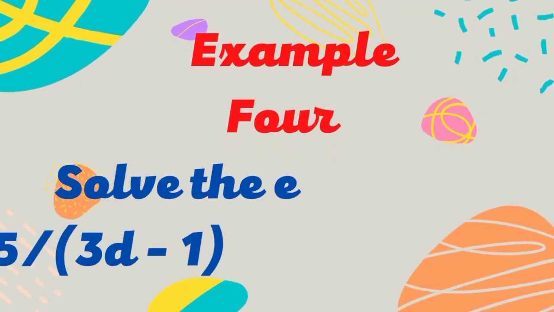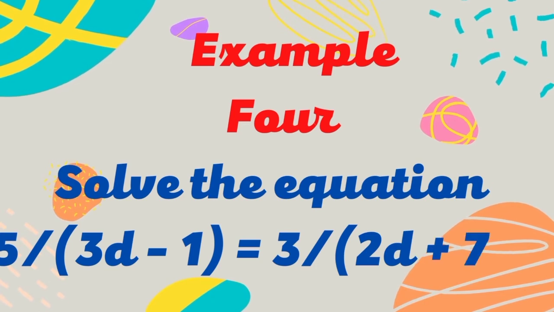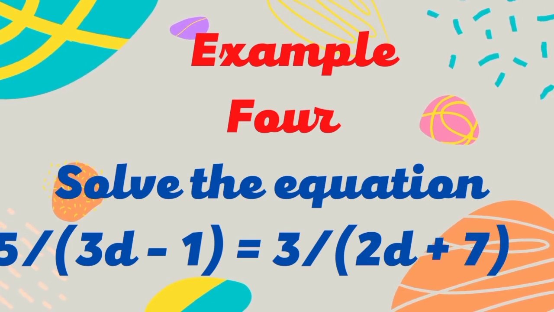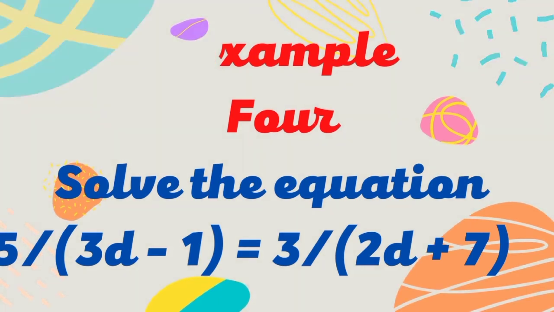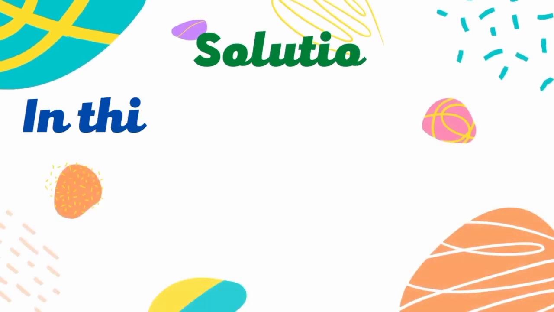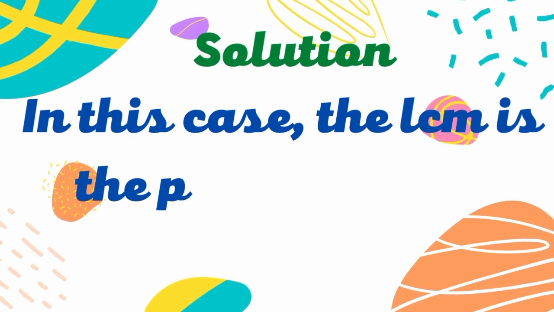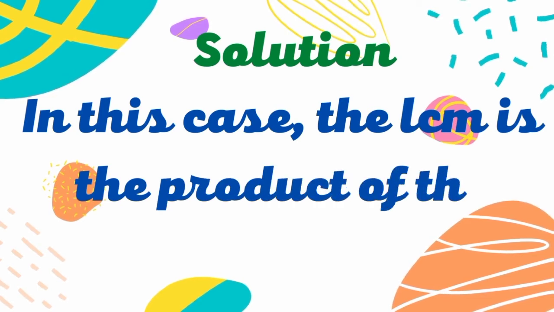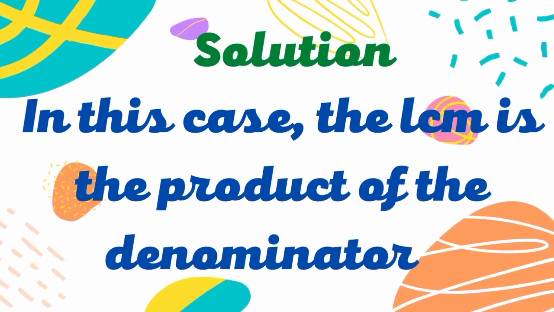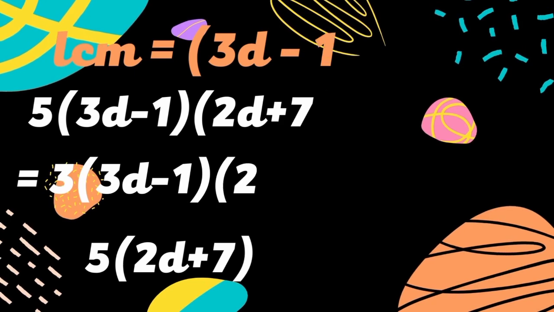Example 4. In this example 4, we have a more complicated problem. It says, solve the equation 5 over 3d minus 1 equals 3 over 2d plus 7. Now here, your LCM will be the product of the two denominators. Again, let me remind you here that you can also solve this problem using cross multiply. So if you don't like the LCM procedure, you can use the cross multiply technique. Always pause the video if you are not clear with the explanation.